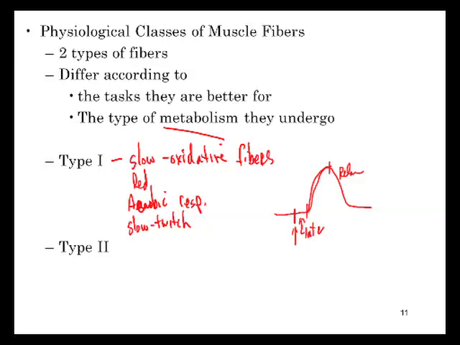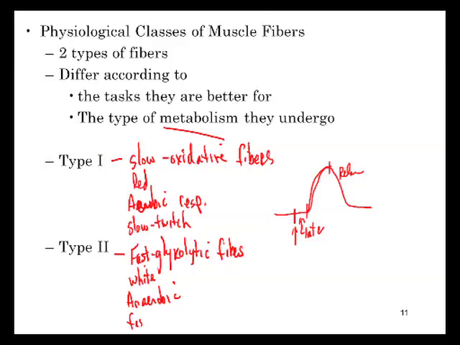Type 2 fibers, on the other hand, are a little different. These are called fast glycolytic fibers. They're also known as white fibers, and they are anaerobic. They rely on anaerobic processes mainly. And these are fast twitch. These can contract very quickly, and actually we can get that summation and that incomplete tetanus that we talked about, that we demonstrated in lab.